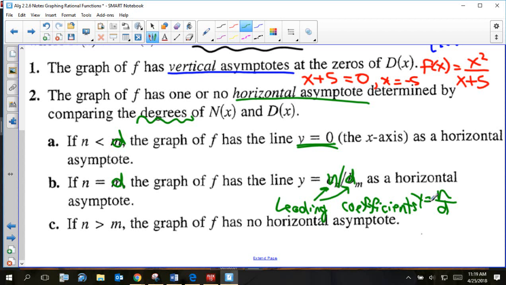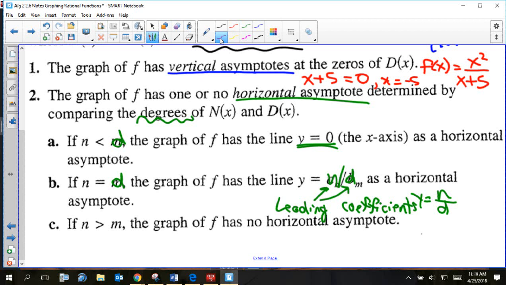See all these a's and b's and m's and n's, that's too much. So just call them what they are, numerator, denominator. Okay. Let's pick up some examples for these two, and then we'll go on to C.